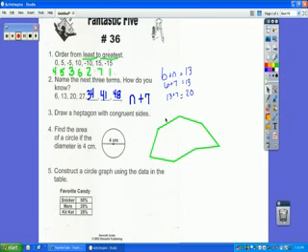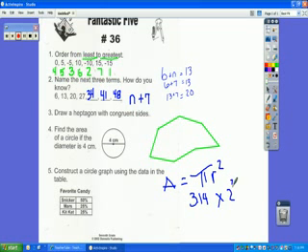Now I'm going to find the area of a circle if the diameter is 4 centimeters square. I know that the area of a circle, area equals pi radius square. I know that pi is 3.14. I know that my radius with a diameter of 4 will be 2, and I'm going to square that. So therefore I have 3.14 times 4. And I'm going to use my calculator.